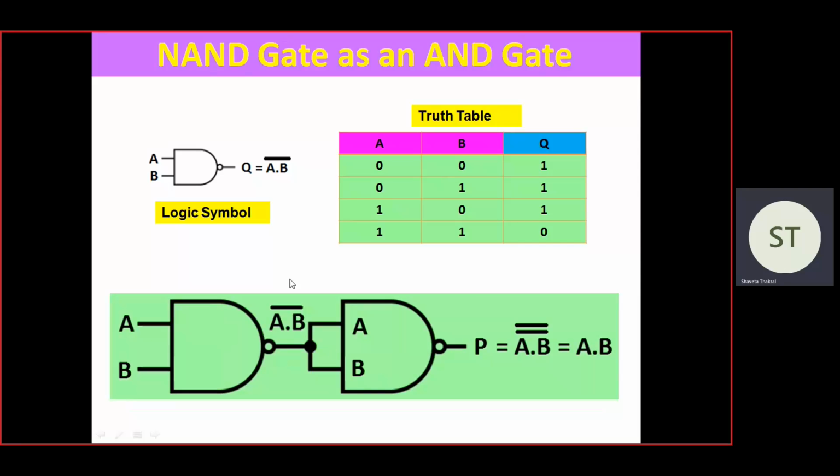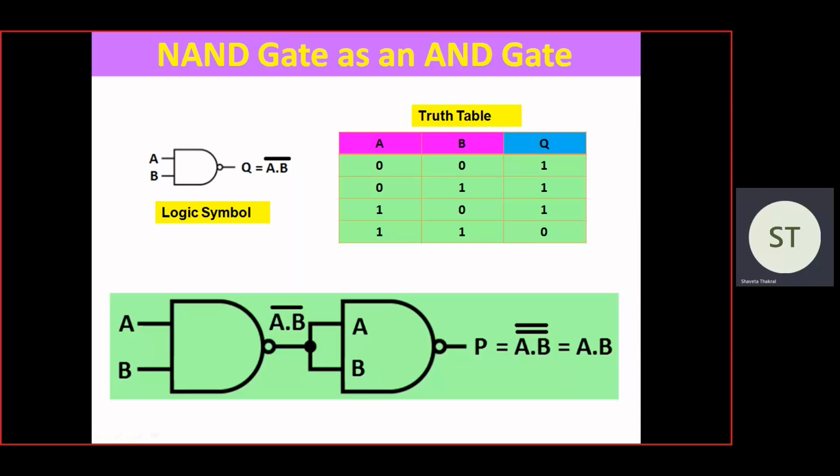Then second, we have AND gate designing using only NAND gates. So here we have taken one NAND gate. We provide the inputs here, A and B. So what is the Boolean expression of this NAND gate? That is (A dot B) to the complement.